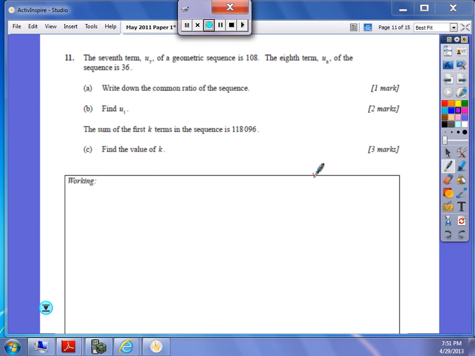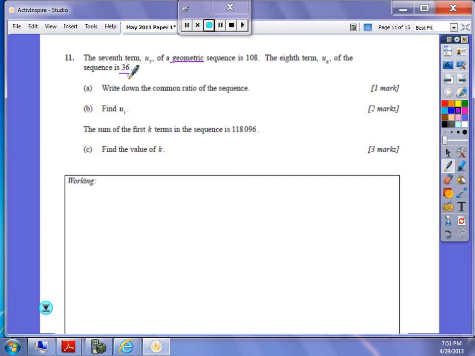Alright, we got a series and sequences problem for the May 2011 paper 1, problem 11. They're telling us that the 7th term of a geometric sequence (geometric is a key word, so I'm going to underline that) is 108, and the 8th term is 36. They want us to find the common ratio.